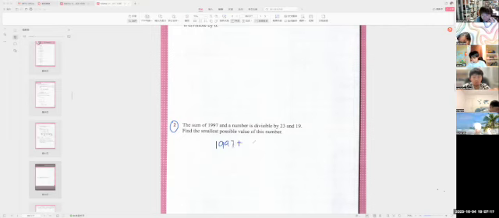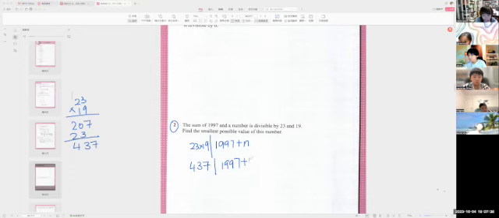So 1997 plus a number is divisible by 23 times 19. Correct, everybody? So we can see 23 times 19 equals what? So 437, correct? Okay, so what is the closest one? I can guess, right? Because if it is 4 times 437, it's not enough. So I go 437 times 5. So 2185, minus 1997 equals 188.